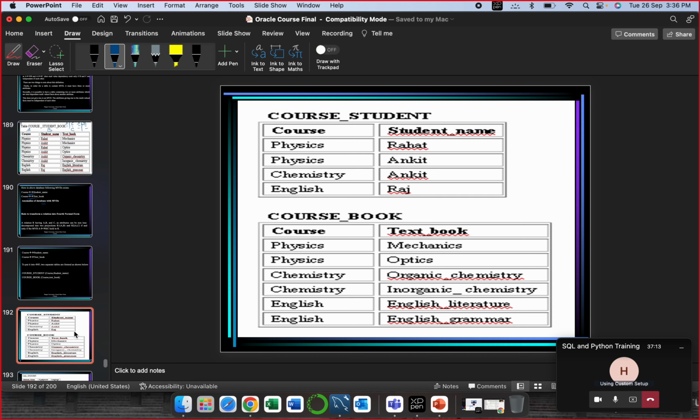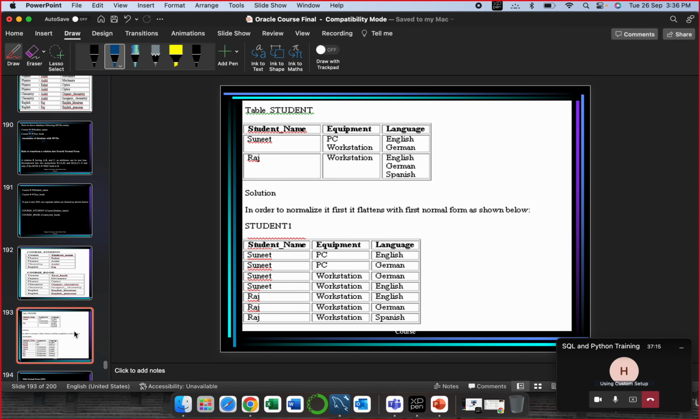That's how we put our data into fourth normal form. So this was the example. Let's say we have this example, Suneet, working on equipment like a PC and a workstation. He has a desktop and he has another workstation. He's working in two languages, English and German.